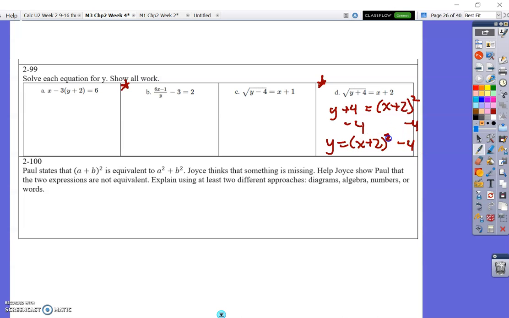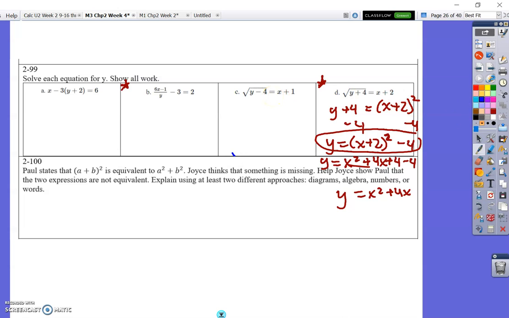I am not going to do any more math. Actually, I probably will. I'm just going to do it fast though and not really explain myself. x squared plus 4x plus 4 minus 4. So this is really y equals x squared plus 4x. But this is a perfectly acceptable answer. So when you're doing that one, you can stop here.